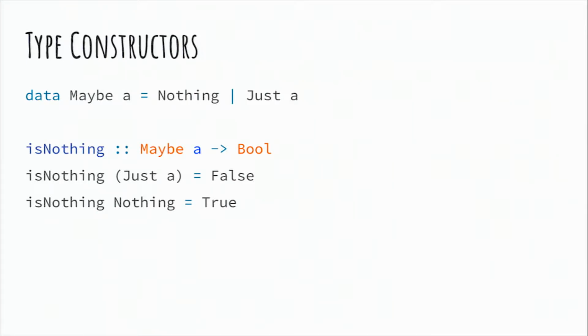Then there's type constructors. Type constructors are sort of functions for types. So maybe is a type constructor, and a is a type parameter. And you can use that if you might have a value of type A. So you might have a number, but you might not. And it is actually a sum type, but it's parameterized. So you can have a maybe of int or a maybe of bool. An example of a function would be isNothing, which checks if you have a value or not, and if you don't have a value, it returns true.